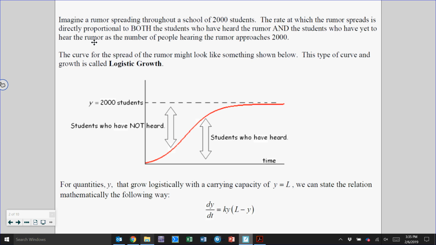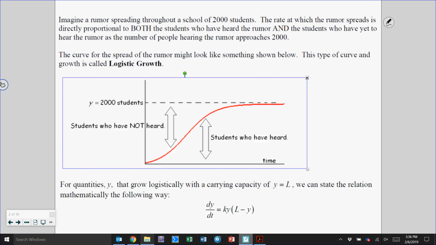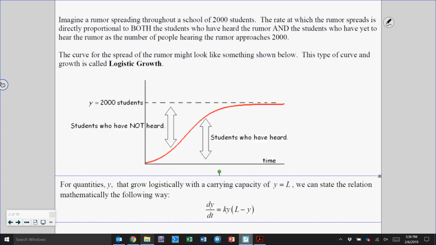So the curve might look something like this, and this is logistic growth. At first, when a rumor starts, it's going to start growing quickly because it starts spreading like crazy. But then once half the students know the rumor, and that's going to be that point in the middle, it's going to start slowing down. It's still increasing, but it's going to slow down. So that's what that looked like.